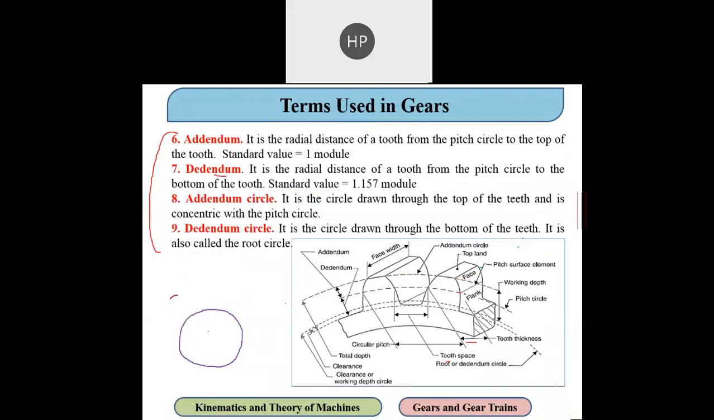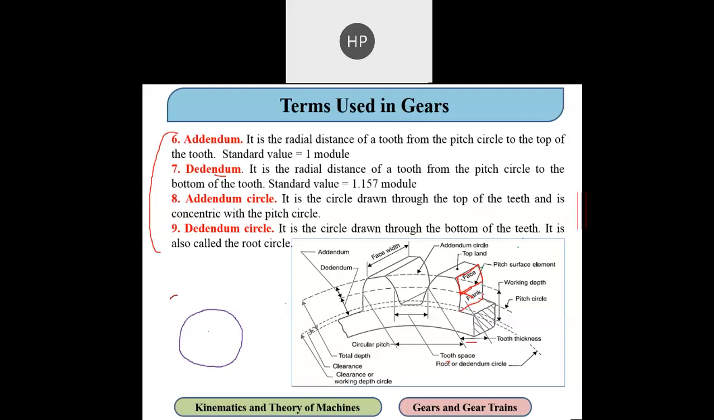This is our pitch circle, and the whole portion above it is known as the face. Suppose this is the tooth and the pitch circle is going from here; whatever surface is above it is known as the face. And the bottom surface, from here to the bottom, this one, is known as the flank. So, face and flank.